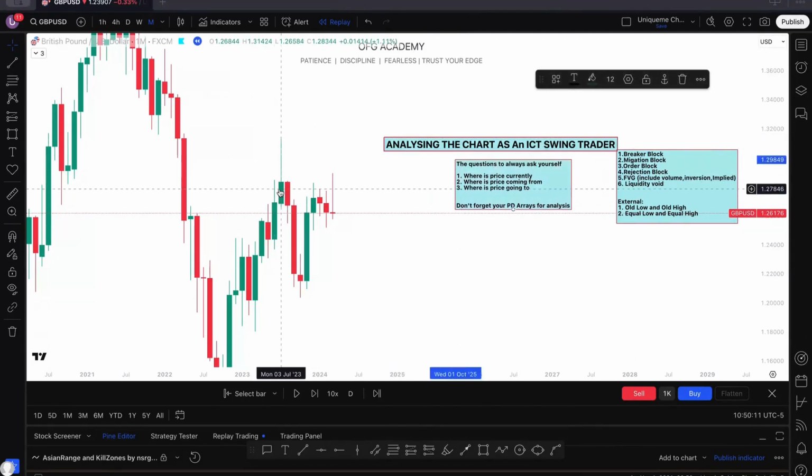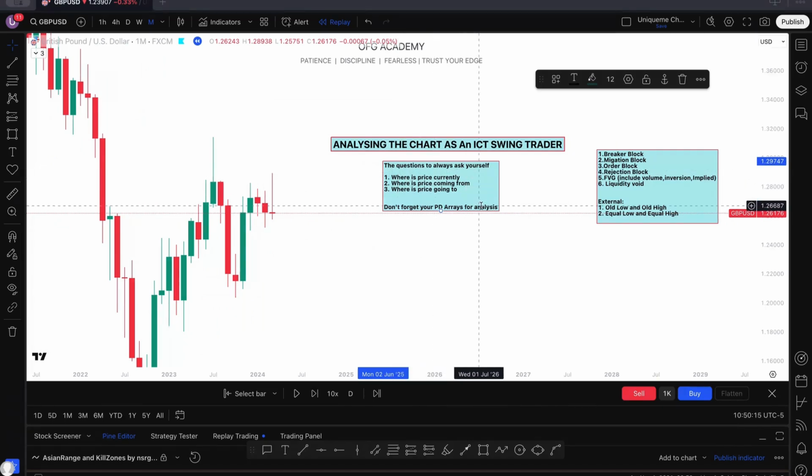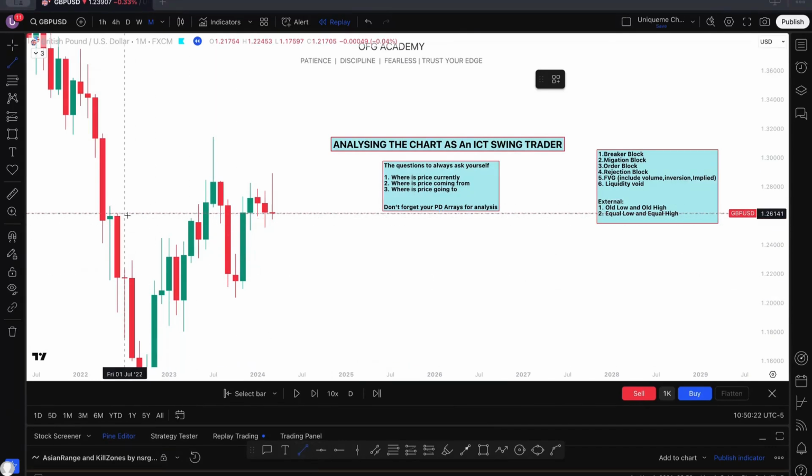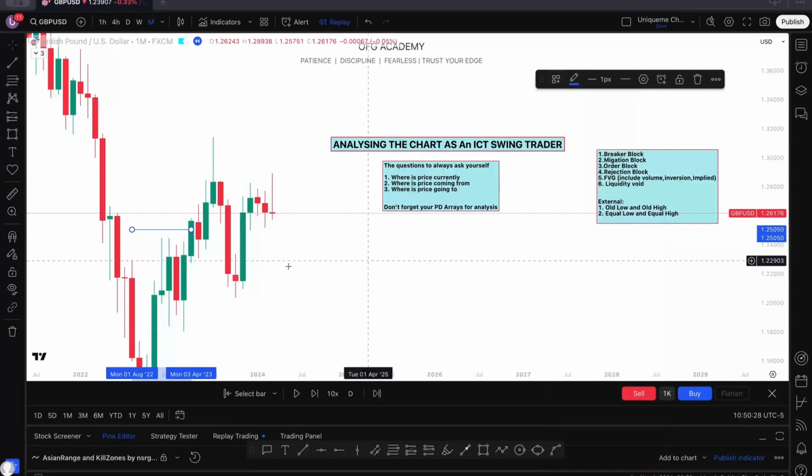Now, if you look at this monthly time frame, ask the question, where is price currently? This is the last swing point that was created as external range liquidity on 1 month. You draw your line here and label it external range liquidity. That's buy side liquidity on 1 month, meaning market has gotten to what?